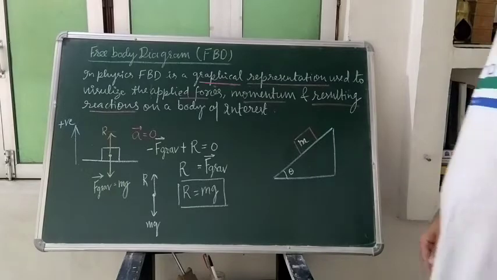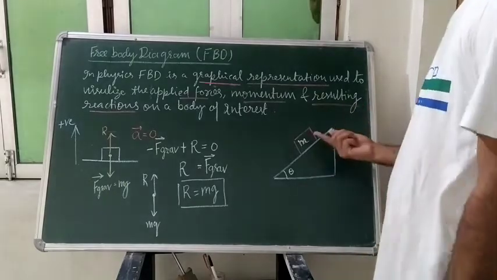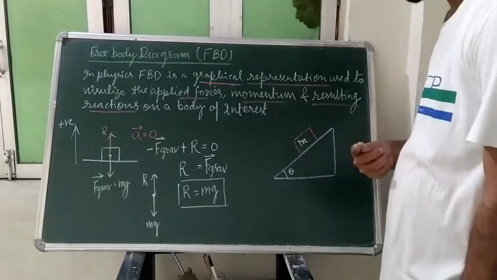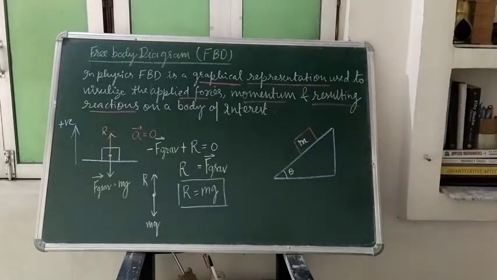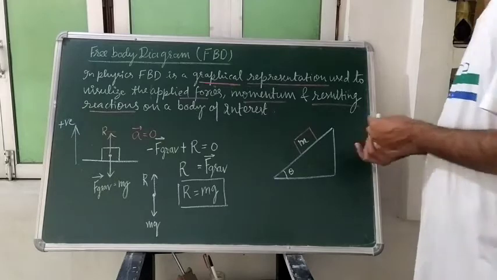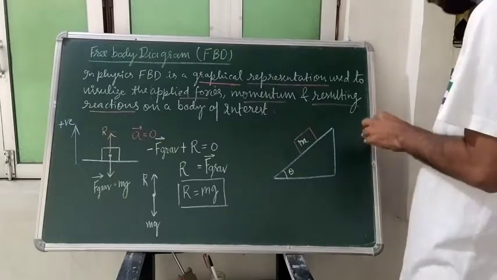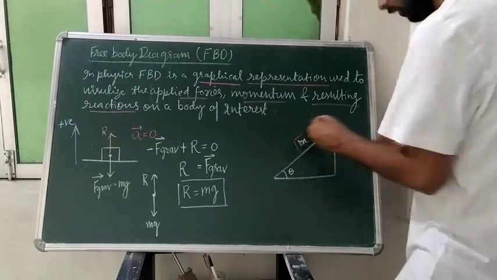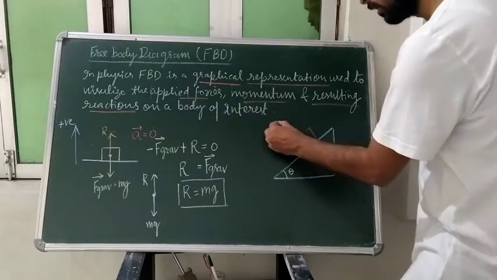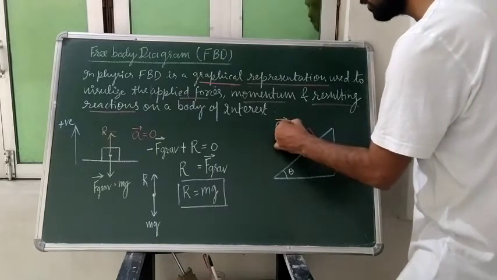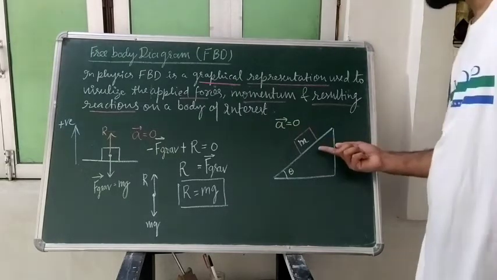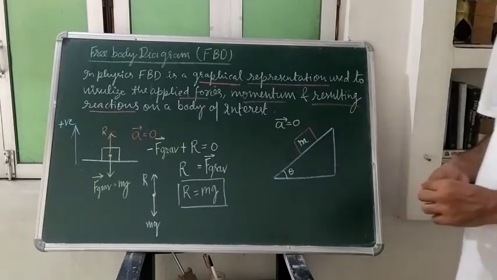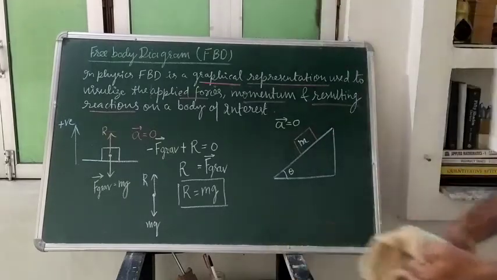So now we want to draw the FBD of this block. Our object of interest will be this block. And suppose it is not accelerating in this case. Acceleration is 0 in this case. No acceleration, it is not accelerating, so acceleration will become equal to 0. So our object of interest will be this mass, and students, you can take a screenshot up to here.